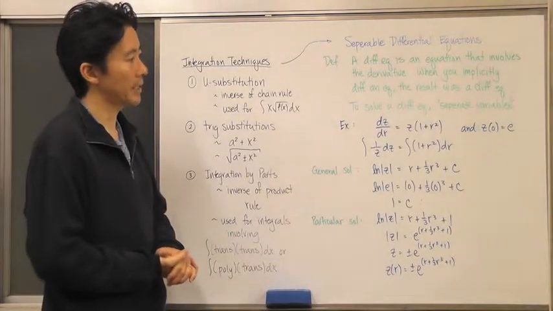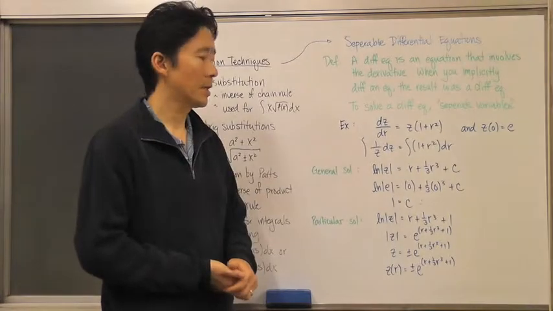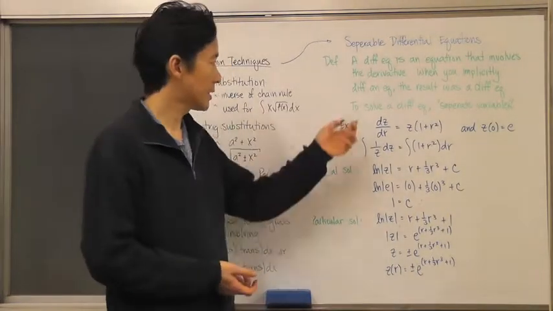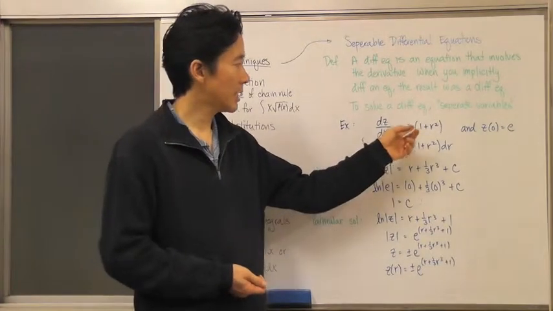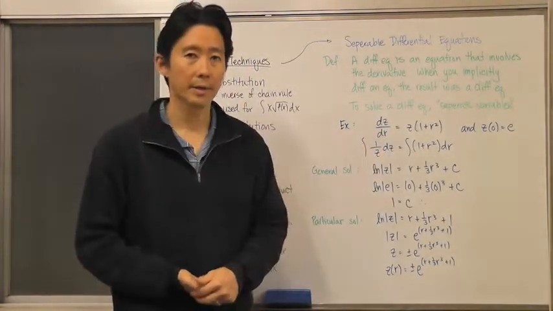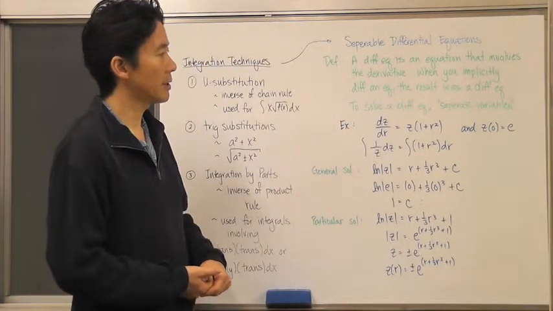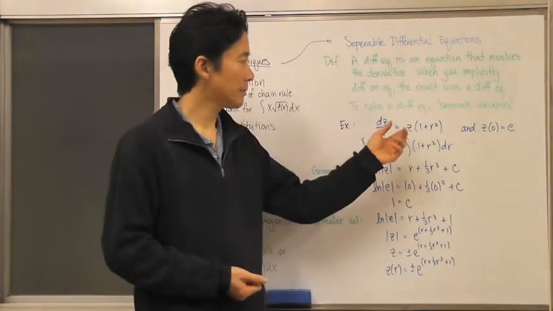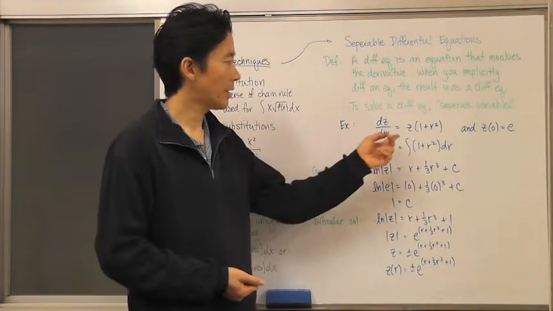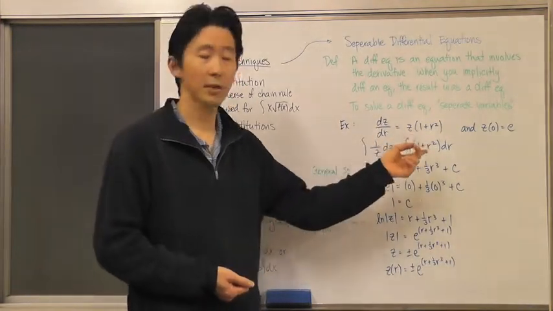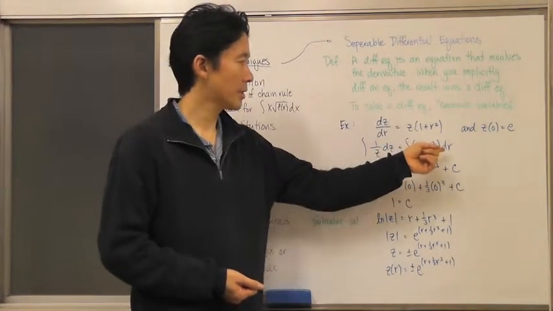Let's take a look at an example. Say we have this differential equation, because notice it involves a derivative: dz/dr is equal to z times (1 plus r squared). If I divide both sides by z and multiply both sides by dr, then I have 1/z dz equal to (1 plus r squared) dr.